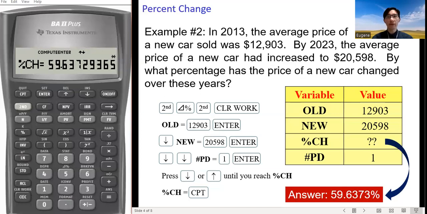The percent change is 59.6373%. And this value is positive. So this indicates a percent increase. Let's take a look at the next example.